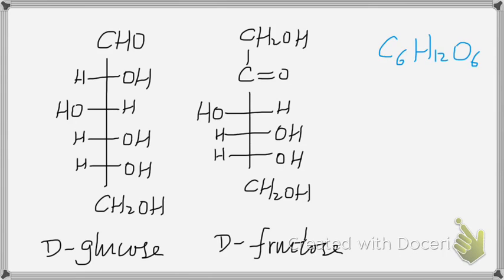Both of these two structures have the same formula, C6H12O6, so they are isomers of each other, right? So basically, carbohydrates have large number of functional groups. One functional group on each carbon.